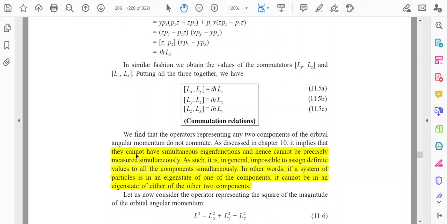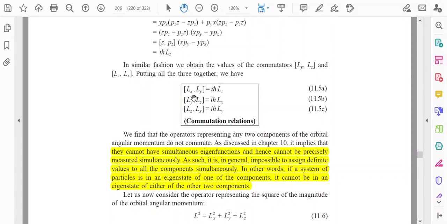It implies that they cannot have simultaneous eigenfunctions and hence cannot be precisely measured simultaneously. This is a very important consequence of the significance of the commutation relations, or the operator algebra. We have already learned the meaning of the commutation relations. So from those concepts we can say that if [Lx, Ly] is not equal to 0, then these two components of the orbital angular momentum cannot be measured simultaneously and they cannot have simultaneous eigenfunctions. As such, it is in general impossible to assign definite values to all the components simultaneously.